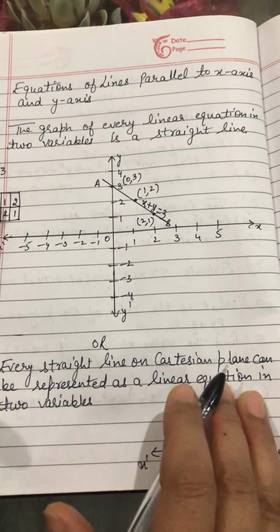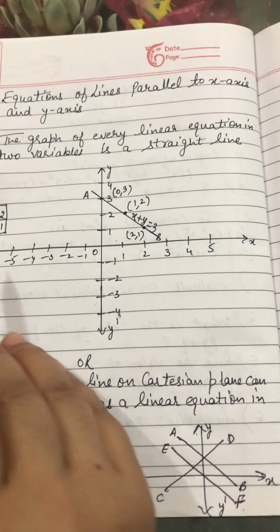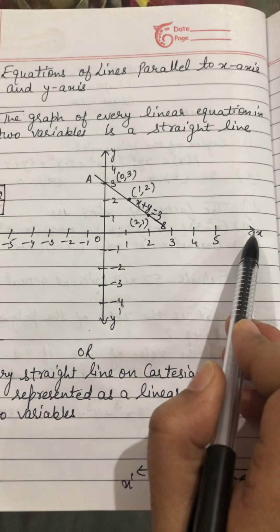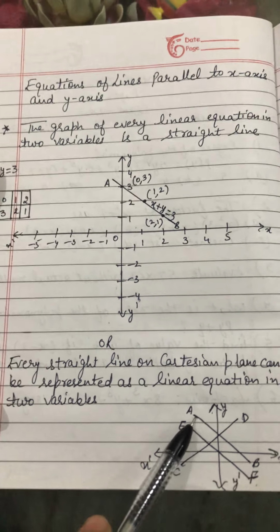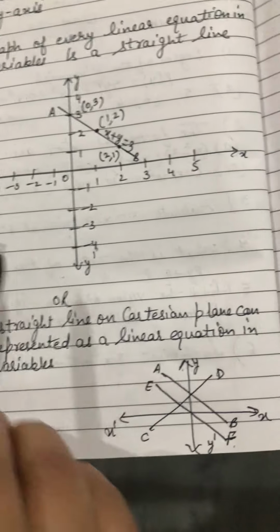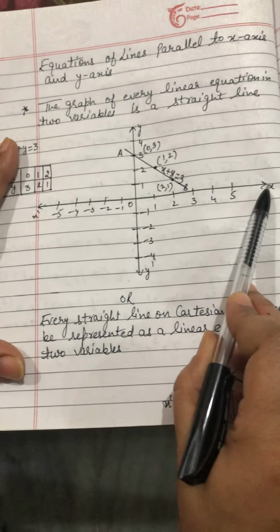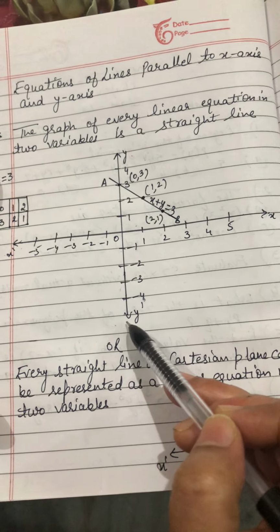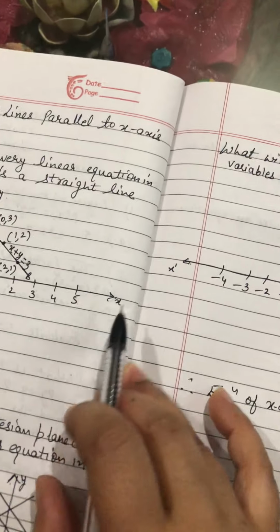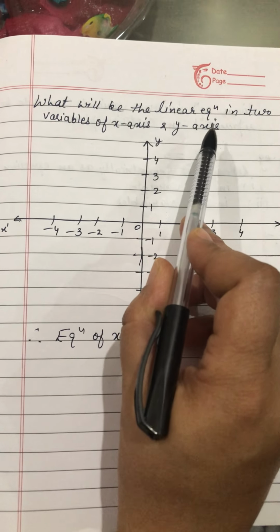Now you can see that the y-axis and x-axis are also straight lines. So do you know what the equations of these lines are? Which linear equations will we get? As I told you, every straight line in the Cartesian plane has some linear equation in two variables. Similarly, the x-axis is a straight line and the y-axis is a straight line, so they must have some linear equations. Our question is, what will be the linear equation of the x-axis and y-axis?